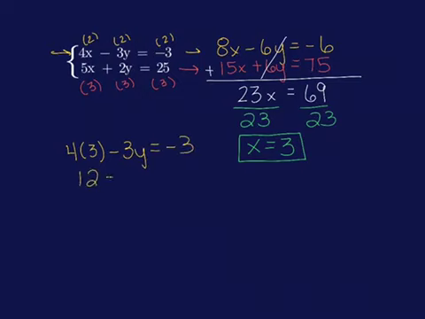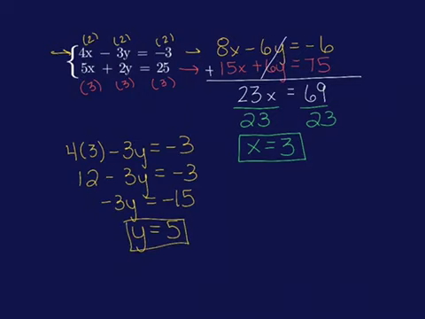12 minus 3y is equal to negative 3. So when I move the 12 over, negative 3y is equal to negative 15. Divide both sides by negative 3 and we get y is equal to 5. So as an ordered pair, my solution is (3, 5).